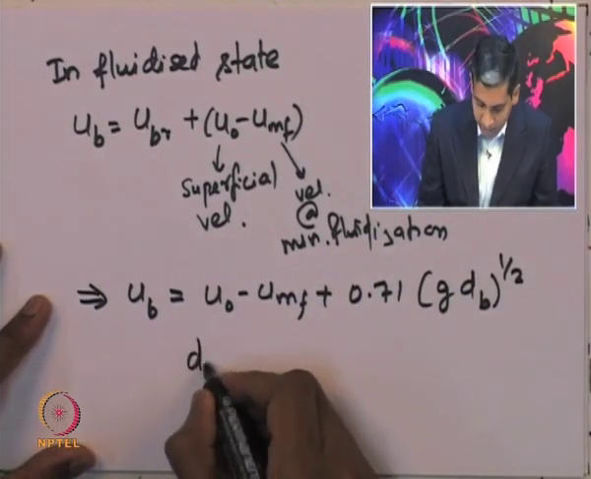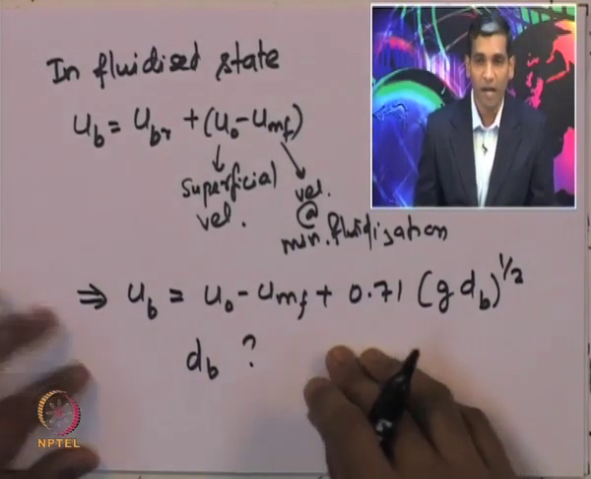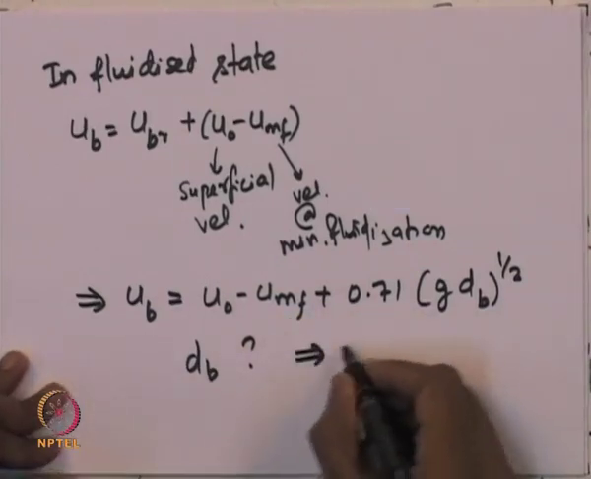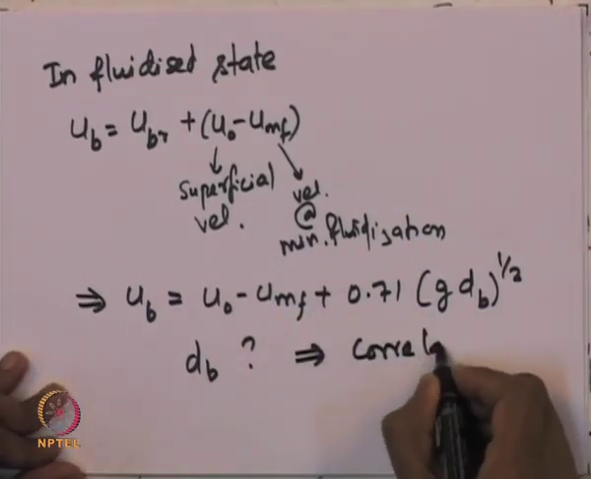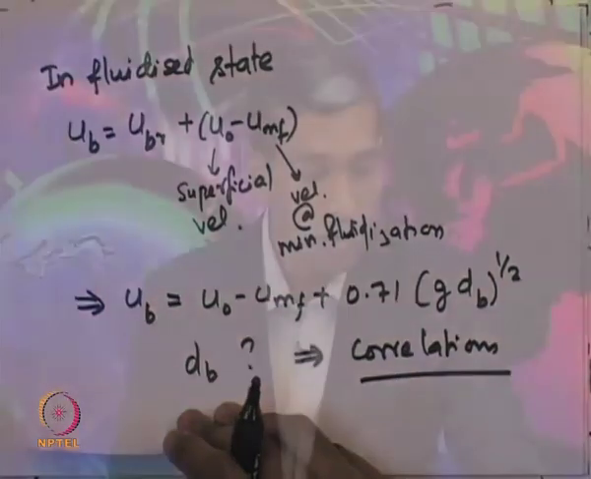Now we need to find out the diameter of the bubble in terms of the other properties of the reactor. There are correlations which are available, so one needs to use correlations in order to estimate the diameter of the bubble. Let us look at what these correlations are. The first correlation that we are going to look at is called the Mori-Wen correlation.